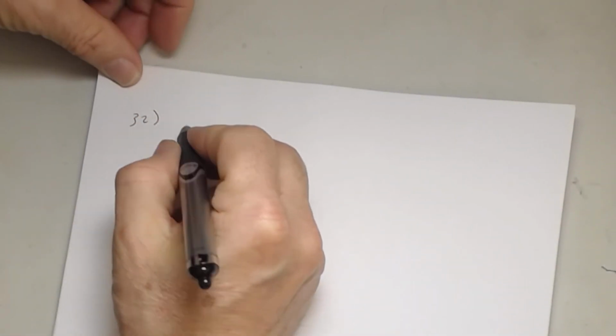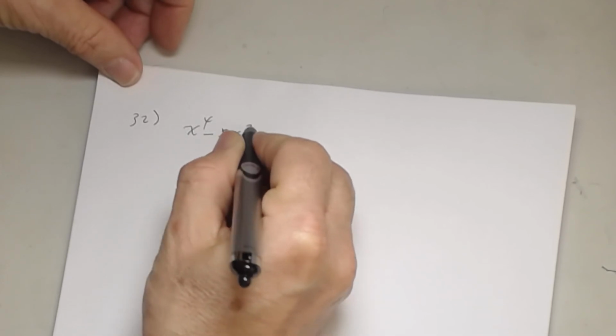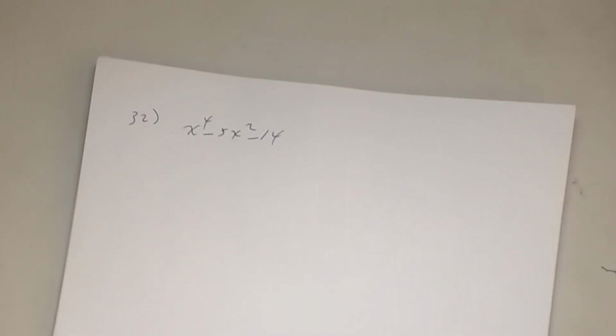Okay, 32, you have x to the 4th minus 5x squared minus 14. X to the 4th minus 5x squared minus 14. What's the LCD?